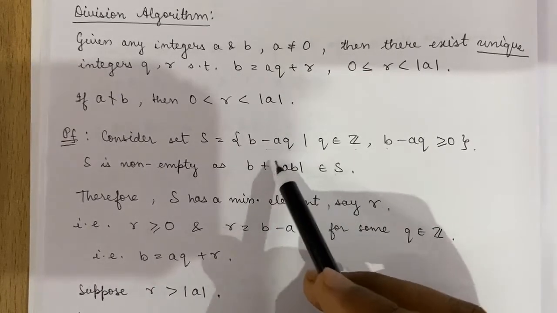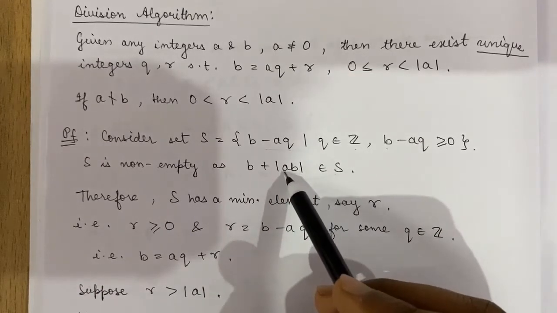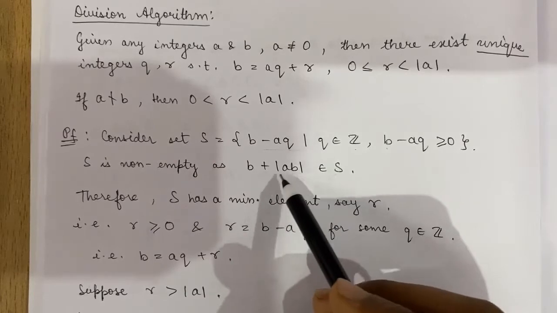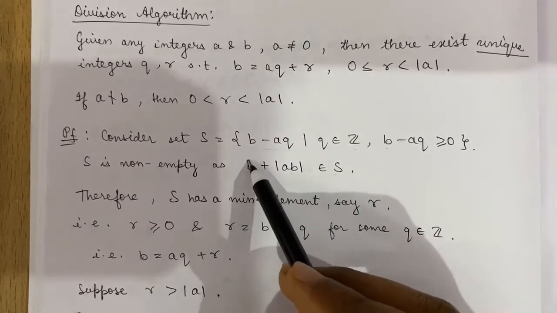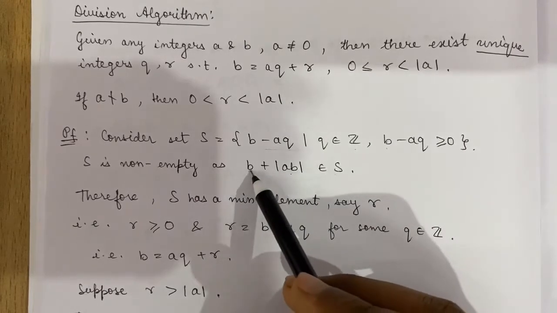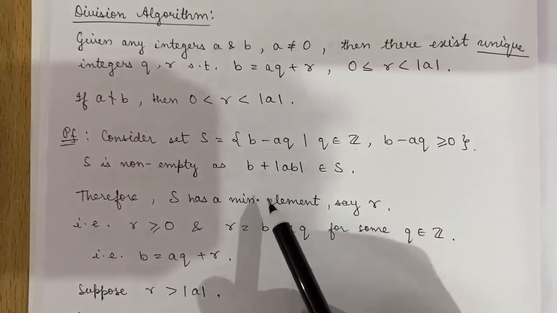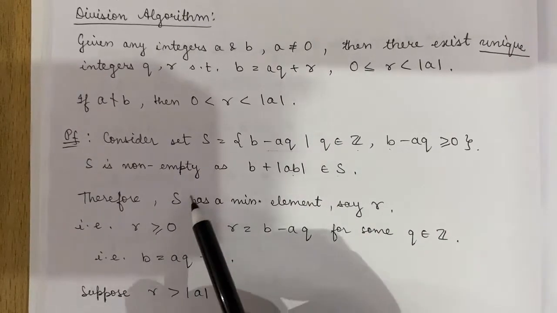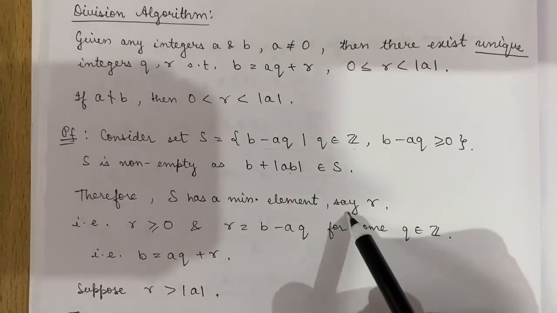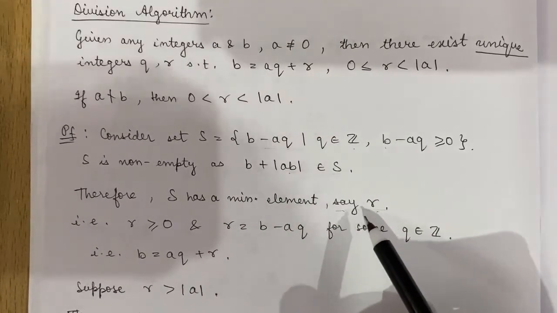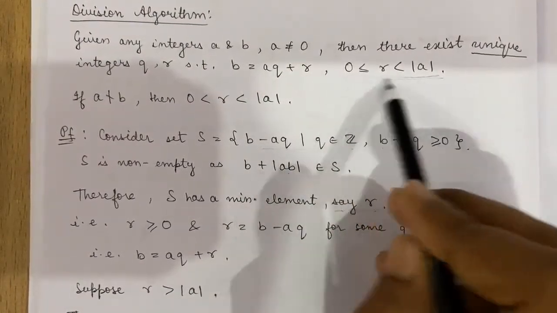Because B plus mod AB is of the form B minus AQ, where Q is plus or minus of B, and this B plus mod AB is always greater than or equal to 0 because mod AB is greater than B, so this number can't be negative. Therefore S is non-empty, therefore S has a minimum element. Let's call it R, and we'll show that this is the R that satisfies this unique property.